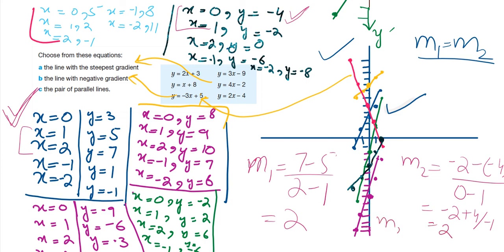So we know that m2 and m1 are equal to each other. So we can say that these two lines are parallel to each other. Let me just mark this line and this line. These both lines are parallel to each other.